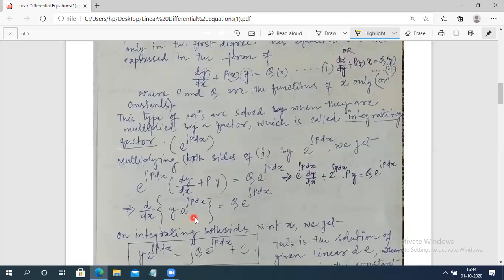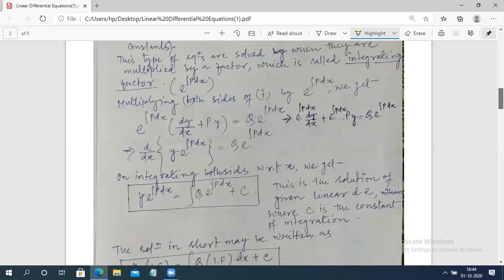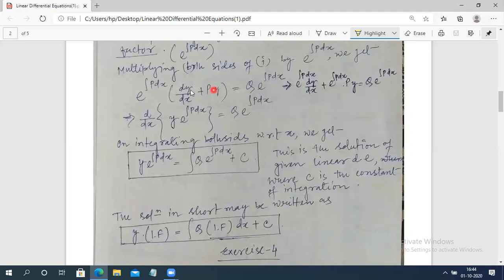So what is the advantage of multiplying with the integrating factor? This equation, which is in the form of addition, we can write these two expressions, y and e raised to the power ∫p dx, in the product form. Okay, so when we multiply this, we will get this. So this can be written like this.